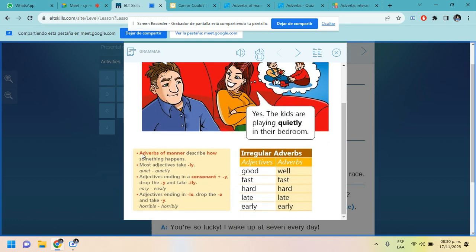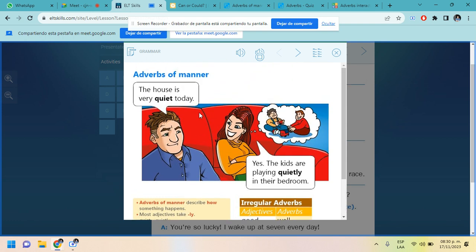If you see here in red, the words in red say adverbs of manner describe how something happens. For example, the house is very quiet today. See? Quiet is an adjective. And the woman says, "Yes, the kids are playing quietly in their bedrooms." This quietly is the adverb.